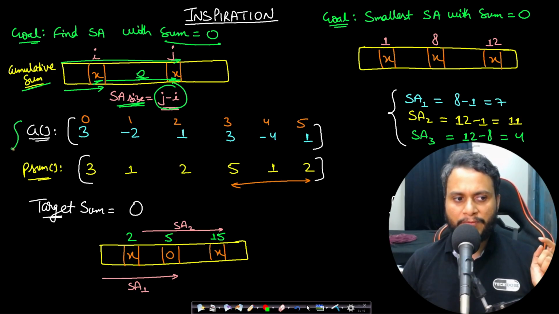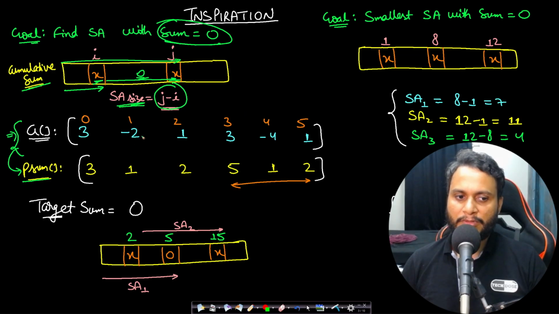Now if we are given this array, 3, -2, 1, 3, -4 and 1, then if I try calculating the prefix sum, why will I calculate the prefix sum? Because I wanted to find out the subarray size, the smallest subarray with sum equals to 0. Let's say I just want to find out the subarray sum equals to 0, right?